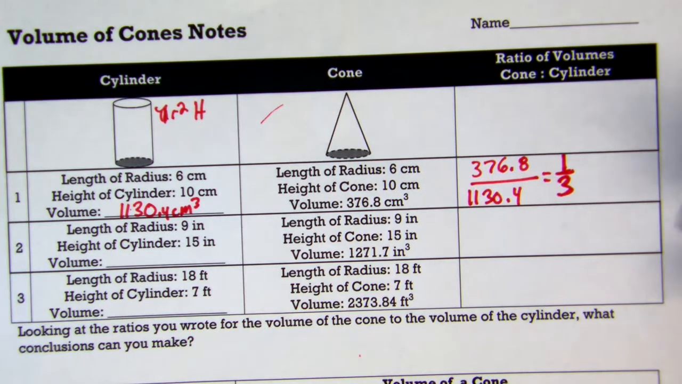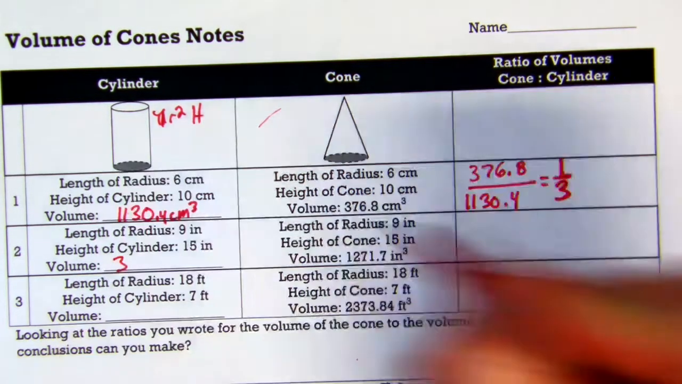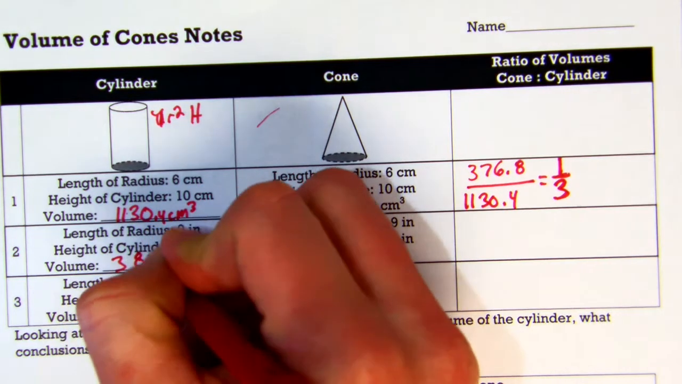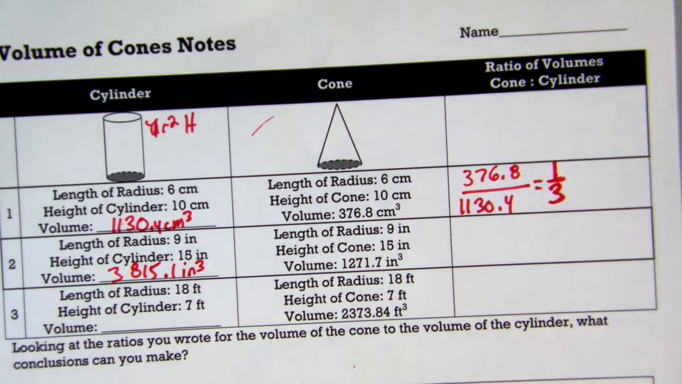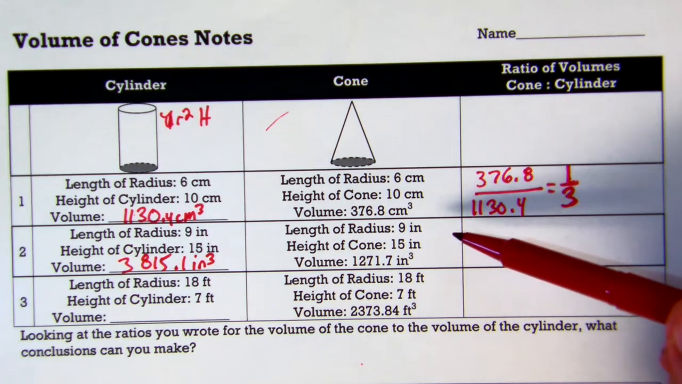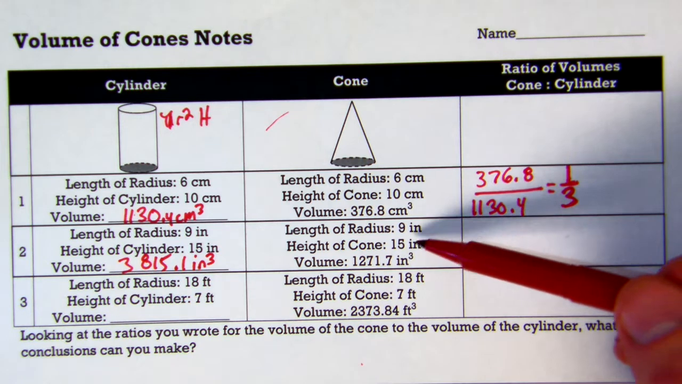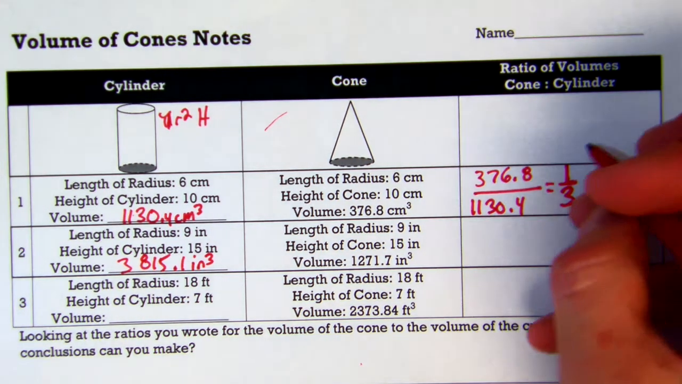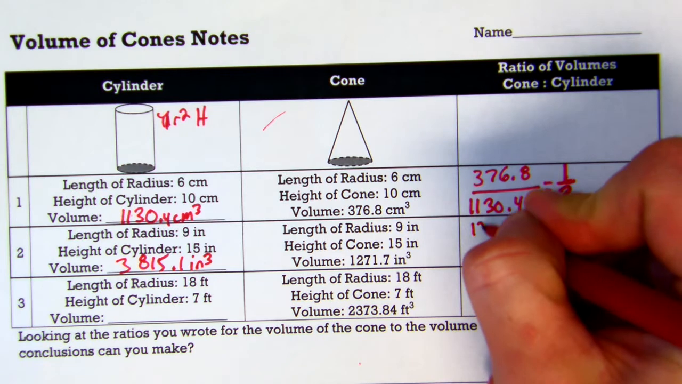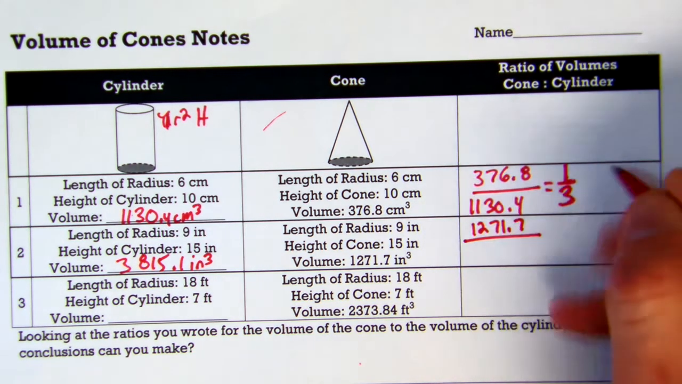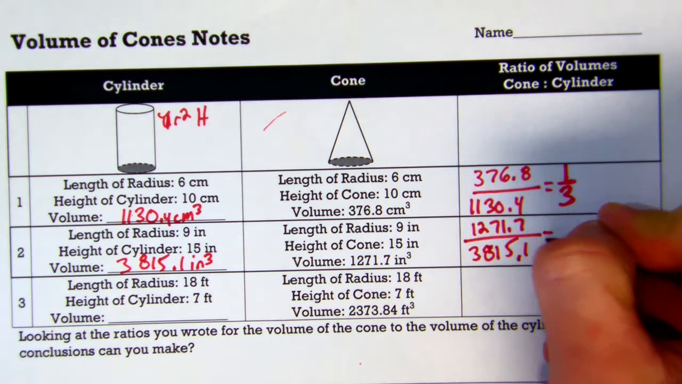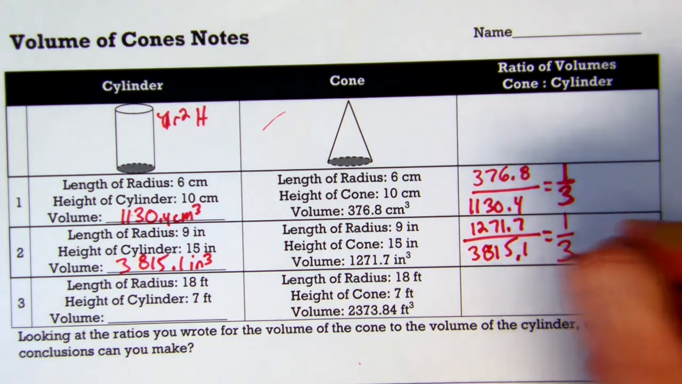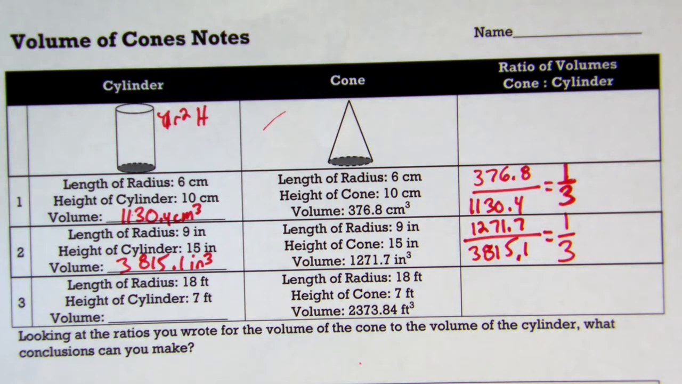We have a radius of 9 and a height of 15 inches. If we go ahead and calculate that out, we get an answer of 3,815.1 inches cubed. Then they've given you the cone as well. Again, it's the same radius and the same height. So let's go ahead and create our ratio now. We have 1,271.7, and we're going to divide that by 3,815.1. And when we simplify that, we again get a ratio of 1/3.